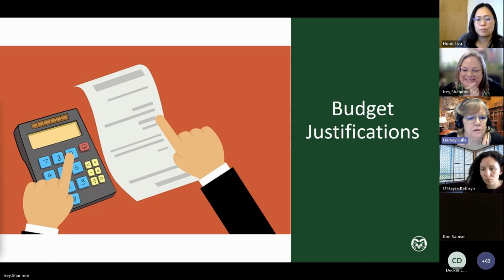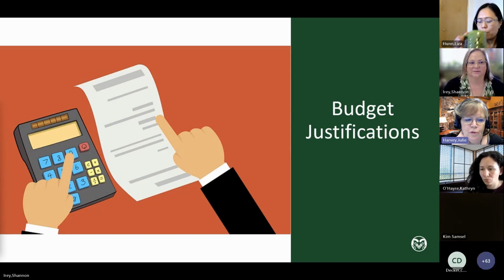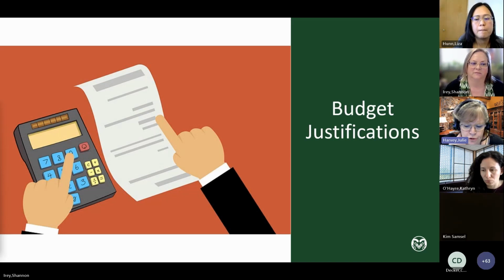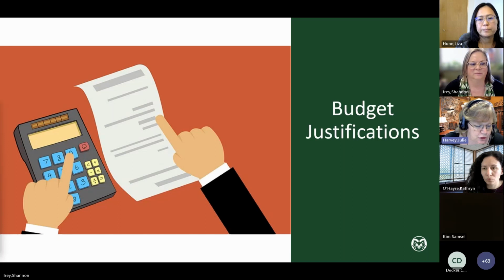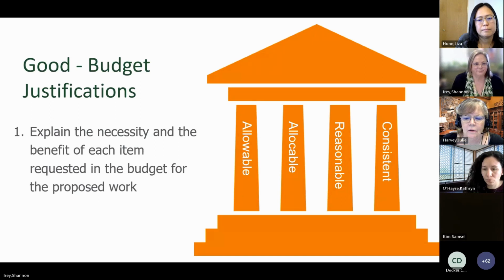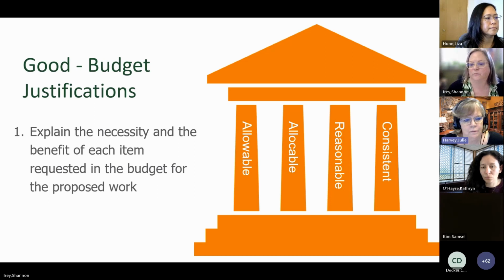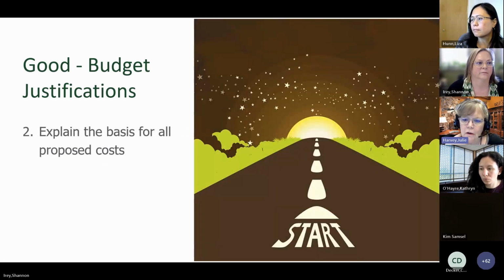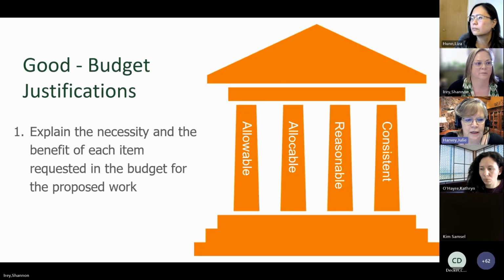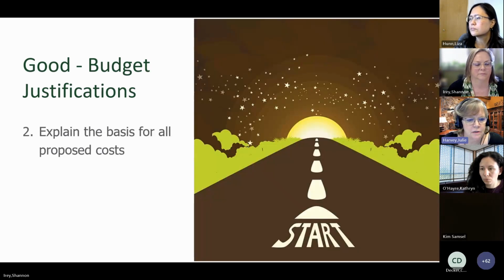A budget justification is a description of proposed costs in the budget and, if applicable, the matching or cost sharing contributions. A budget justification is like a recipe. More information is always good. Don't leave out stuff. It's a good description of the work. It's a categorical description of proposed costs. We need to explain what's necessary and the benefit of each item requested in the budget. We need to know why it's allowable for the work that people are proposing. And we need to explain the basis for all proposed costs.